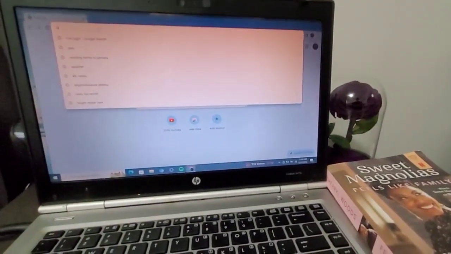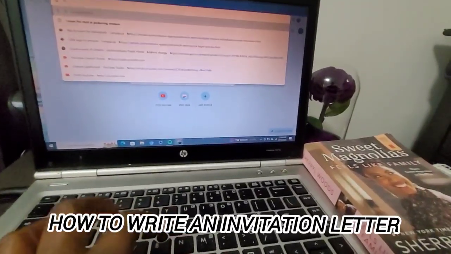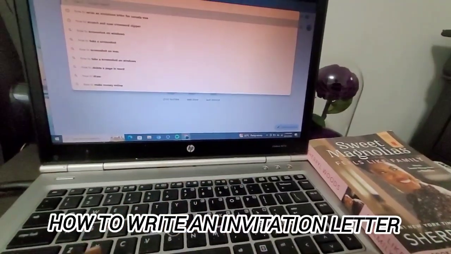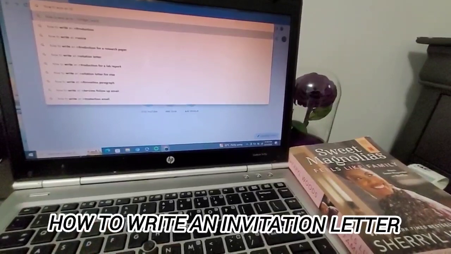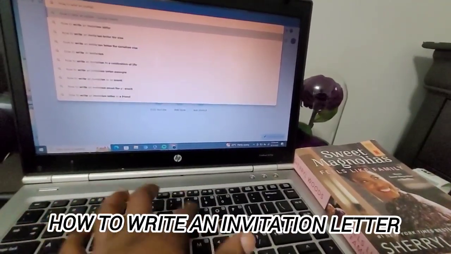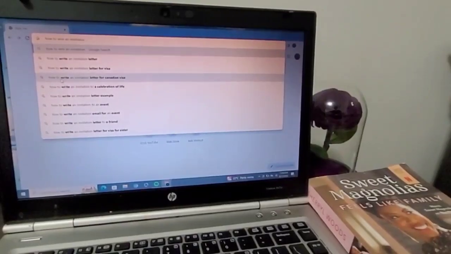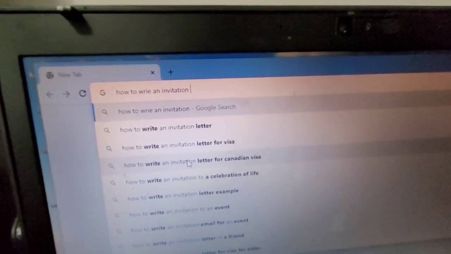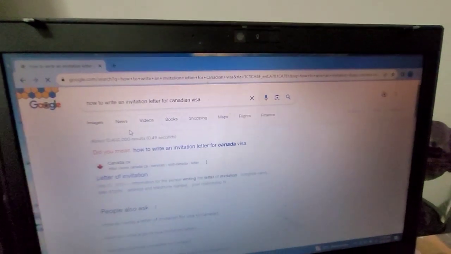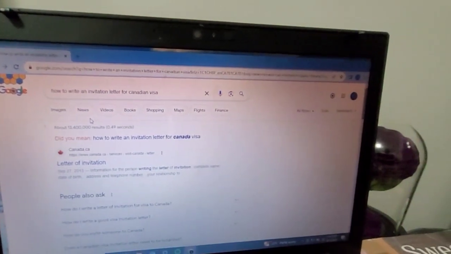Okay guys, so you can type in how to write an invitation letter for Canada visa. So you type in how to write an invitation letter. It pops up here, how to write an invitation letter for Canada visa. So I'm going to click on that one, and that's all you need to do. And here are the different options.